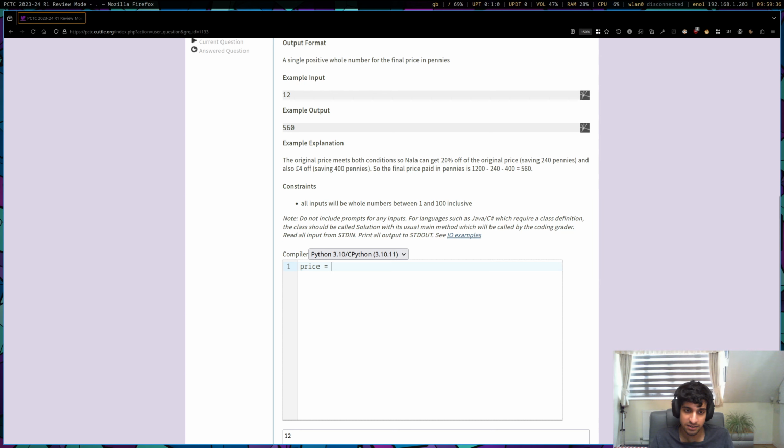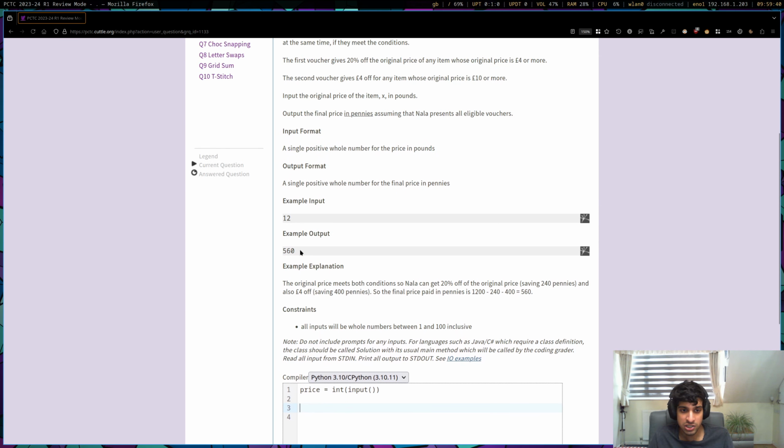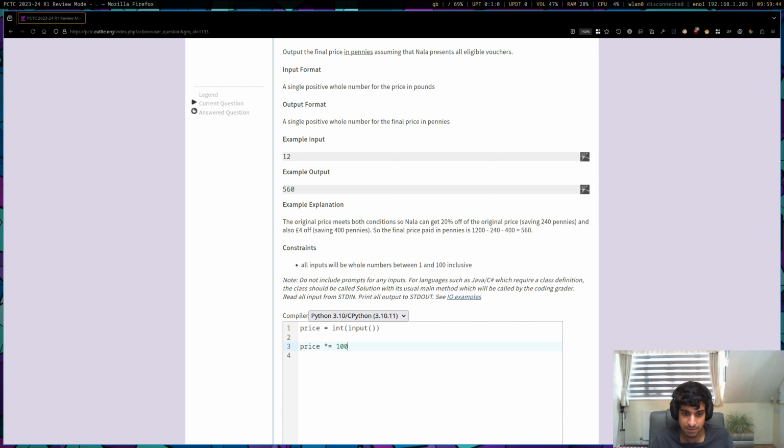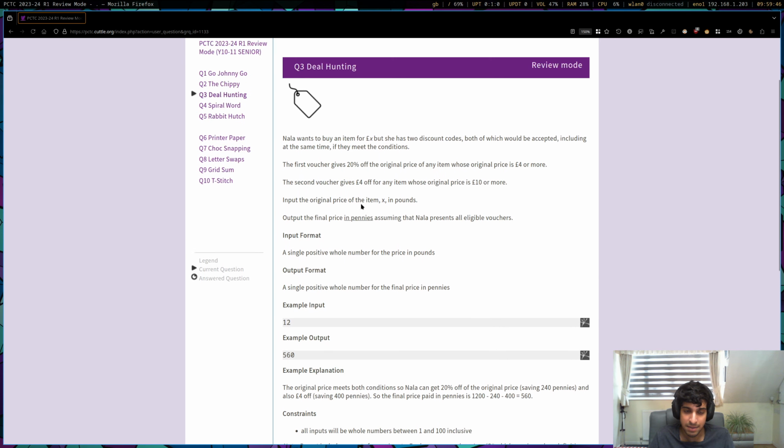Let's take in the input as an integer. Because we want to output the answer in pennies, we might as well convert that to pennies right now by multiplying it by 100. And now we can stack our deals.